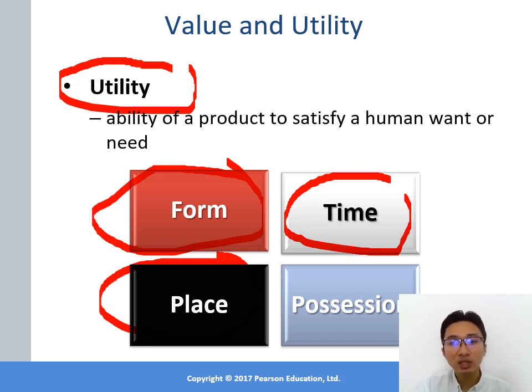Marketing creates a possession utility by transferring product ownership to customers by setting selling prices, setting terms for customers' credit payment, if needed, and providing ownership document. So those are the 4 types of utility that marketing provides to their customers.